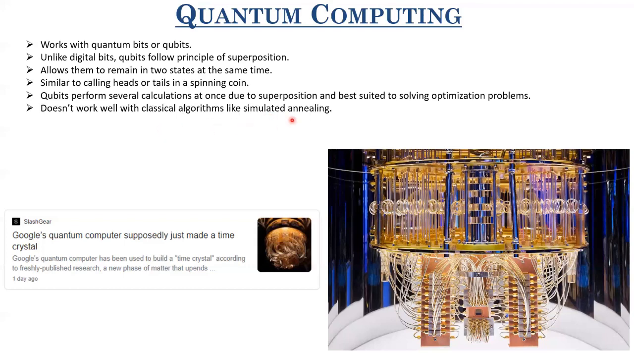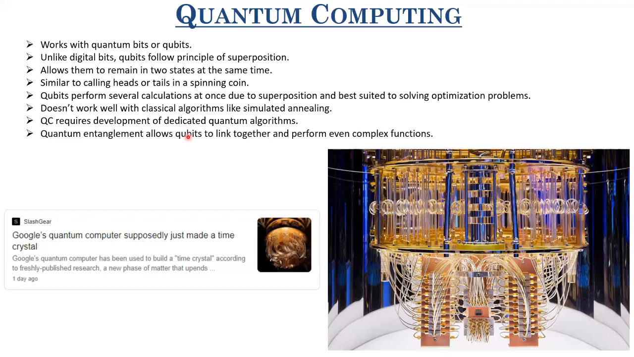However, these quantum computing primitives don't work well with classical algorithms like simulated annealing. I won't get into details, but you should know that these quantum computers require development of dedicated quantum algorithms. The algorithms with which classical computers work won't work efficiently with these quantum computers. Also, there is something called quantum entanglement, which allows two different qubits to link together and perform even more complex functions. And the number of functions that can be performed increases exponentially, or I would say even super exponentially.